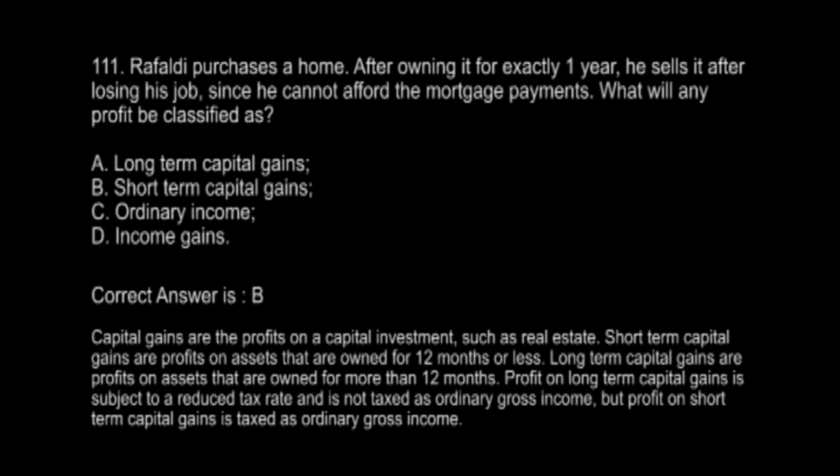Correct answer is B. Capital gains are the profits on a capital investment, such as real estate. Short-term capital gains are profits on assets that are owned for 12 months or less. Long-term capital gains are profits on assets that are owned for more than 12 months. Profit on long-term capital gains is subject to a reduced tax rate and is not taxed as ordinary gross income, but profit on short-term capital gains is taxed as ordinary gross income.